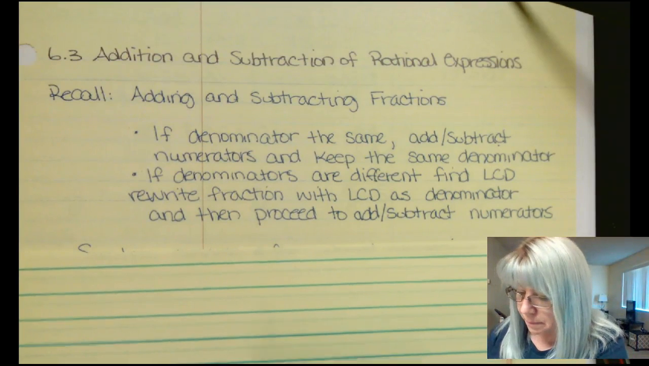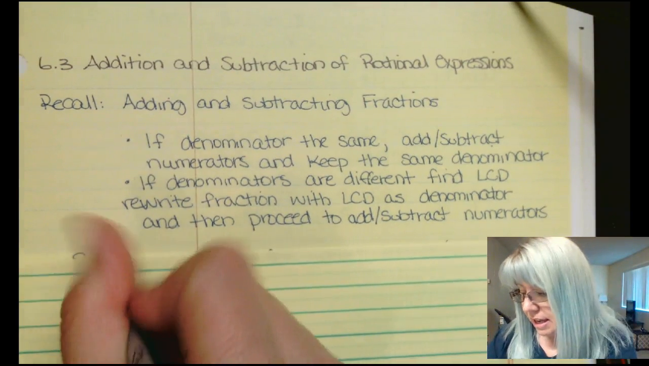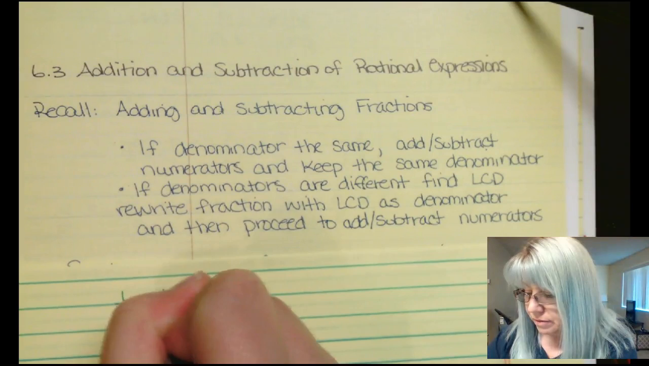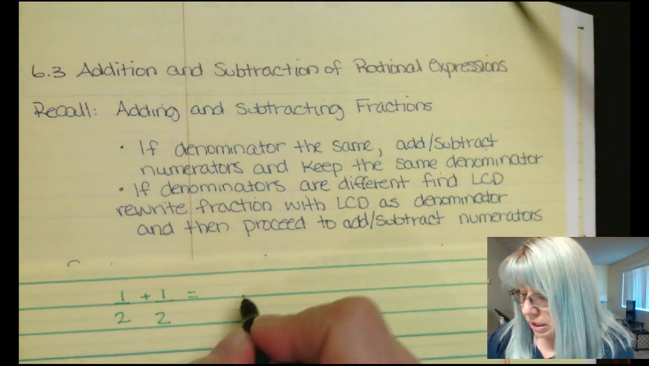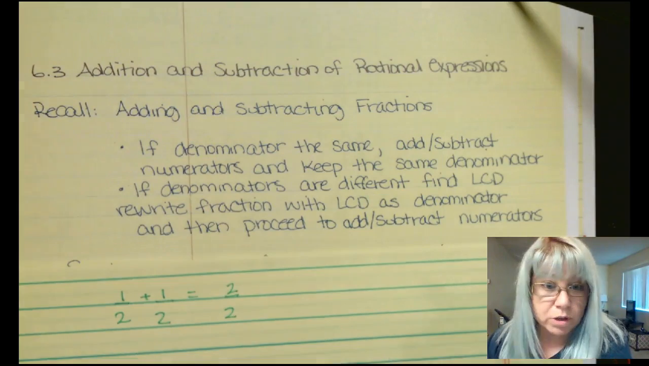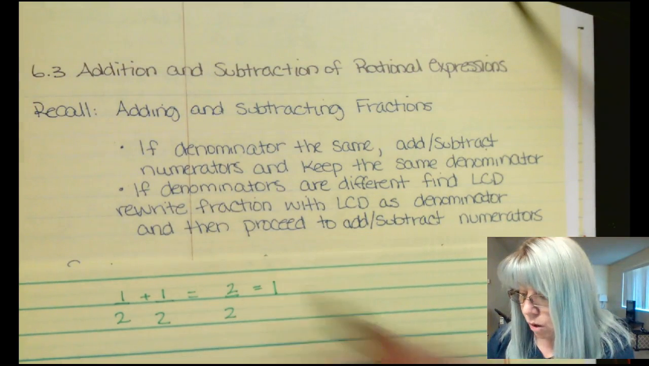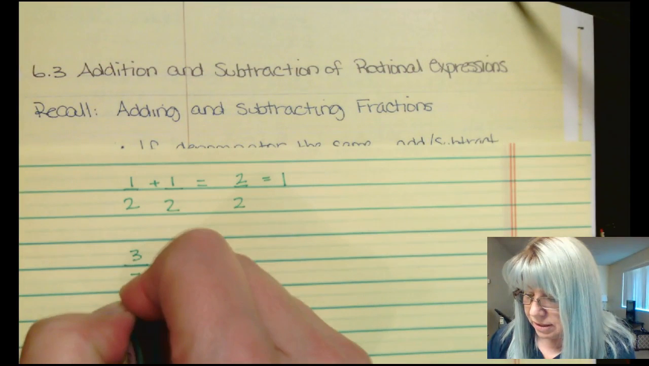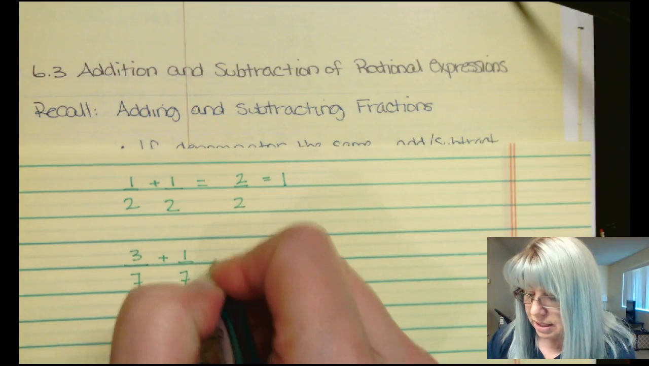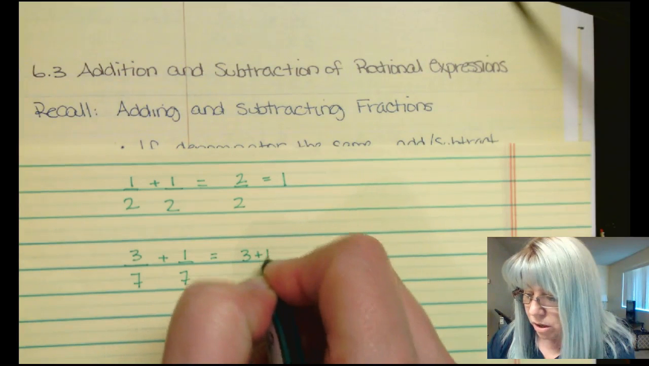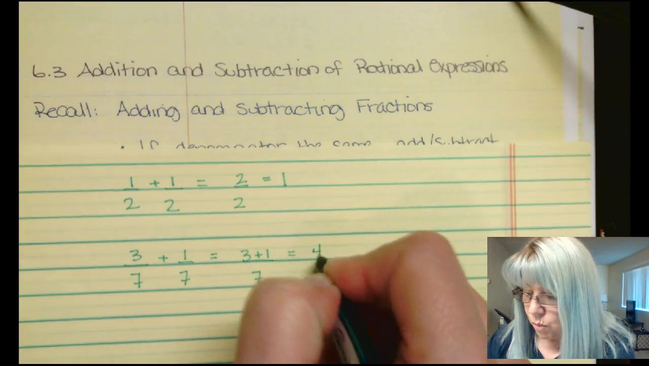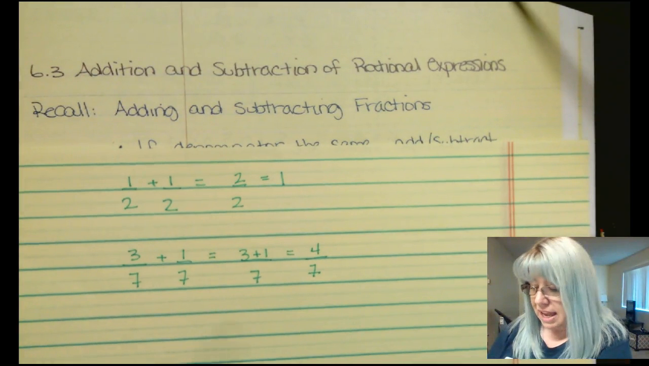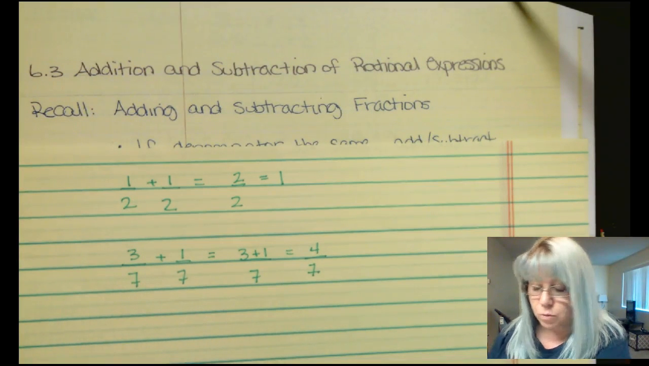All right, so for example, with fractions, if I had 1/2 plus 1/2, then it would be 2/2, but then I want to reduce, and 2/2 is a 1. Very similarly, if I had 3/7 plus 1/7, that would be 3 plus 1 over 7, which is 4/7. So that's just a reminder of how we're adding fractions. If they have the same denominator, all we do is add the numerators.